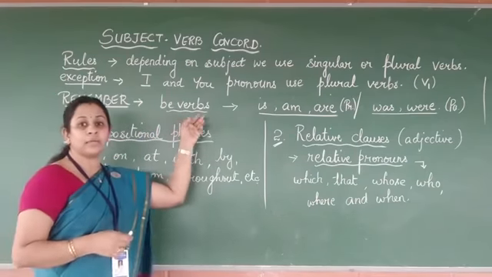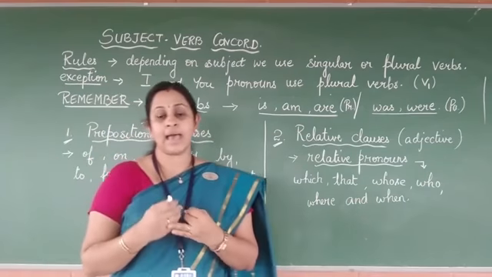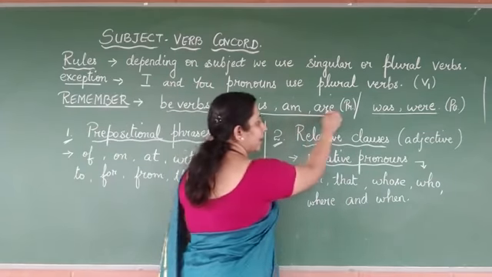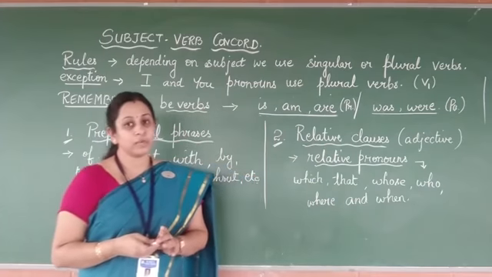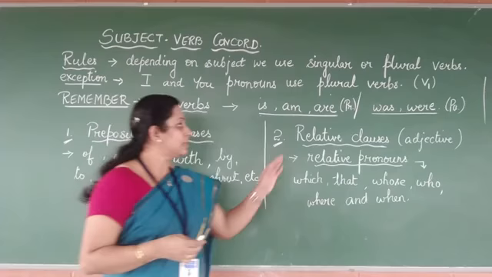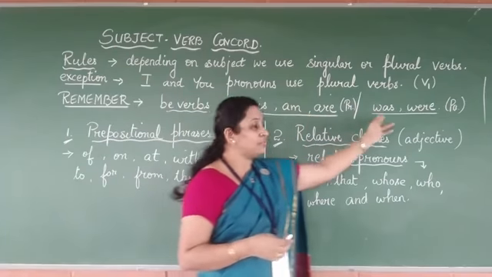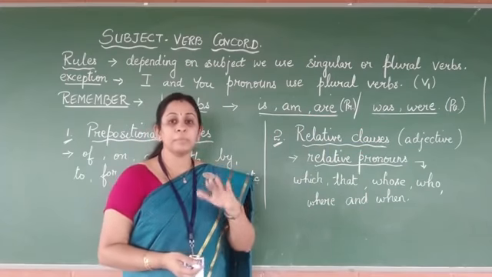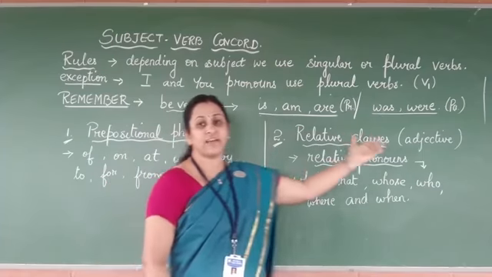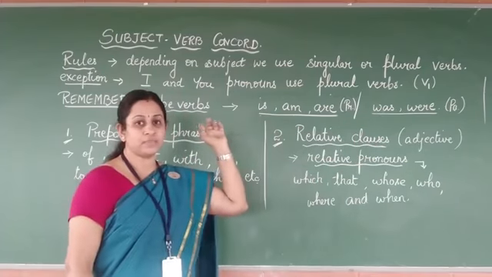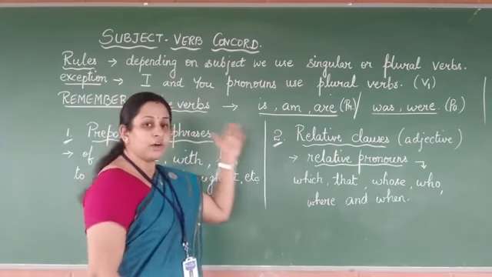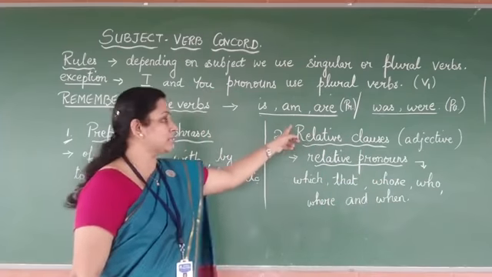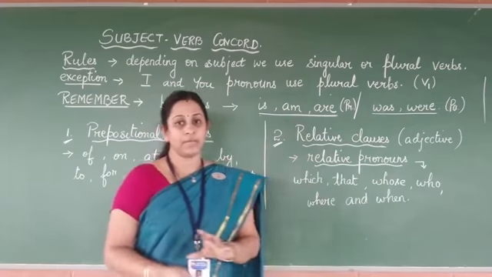Now we have to remember the be verbs, that is, is, am, are, and was, and were. We know that is, am and are are the be verbs which we use for simple present tense, and was and were are the be verbs which we use for the simple past tense. So if you remember these 5 words, which are the be verbs, we can simply follow the subject and then place the verb appropriately in case of simple present and simple past tenses.